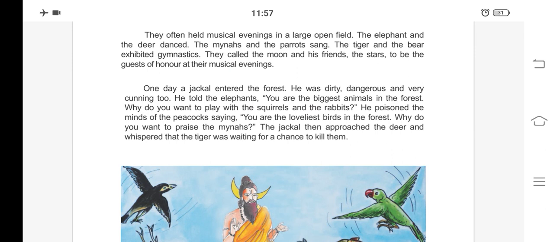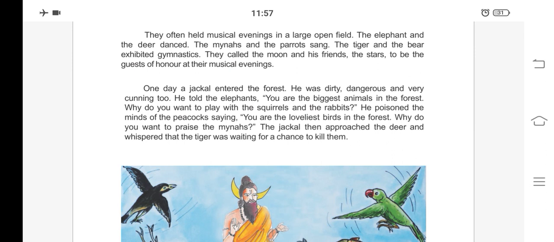So, when they were happily enjoying in the forest, one day a jackal entered the forest. Jackal means a wild animal like a dog that lives in Africa and Asia. It eats the meat of animals that are already dead. So it entered the forest.